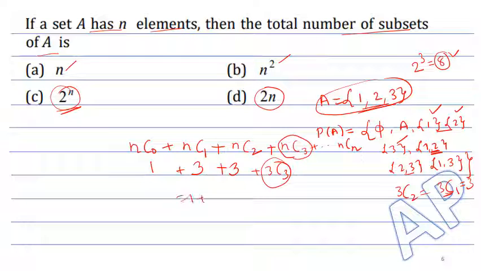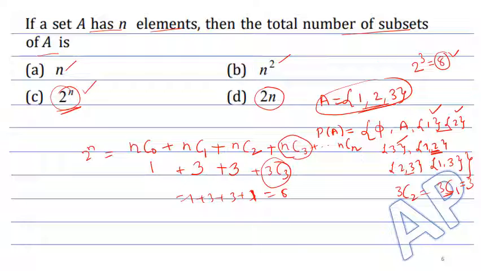ಅಲ್ಲಿಗೆ ನೋಡಿ 1 plus 3 plus 3 plus 3. 3C3 is 1 here. So ಅಲ್ಲಿಗೆ it is 8. So 2 to the power of n is the formula. So you can remember this NC0, NC1, NC2, NC3.